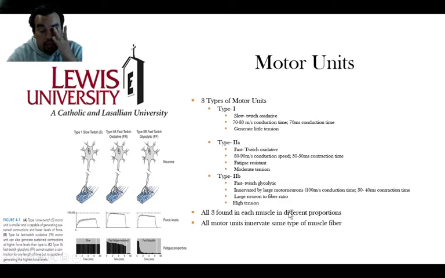Okay, all 3 of these fibers are found in each muscle in different proportions, however. Larger muscles like our quads and our glutes are a little bit more type 1 slow twitch, whereas in our gastrocnemius and our plantar flexors, they might be a little heavier in the type 2A and type 2B muscle fibers, in which they need to activate a little quicker, right? And all motor units innervate the same type of muscle fiber. So each one of these type 1, type 2A, type 2B, they will all have their own little motor neuron.